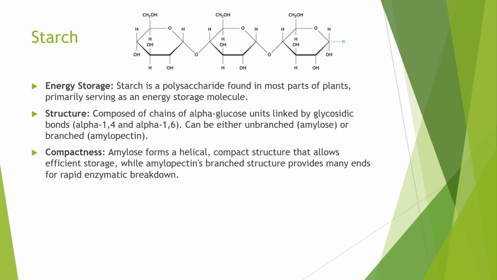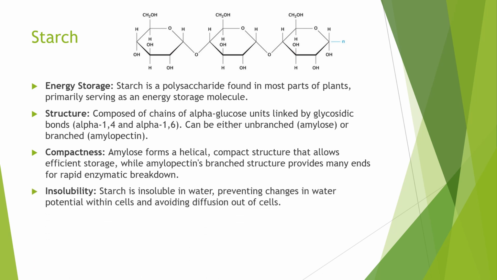The compact helical structure of amylose, along with the branched form of amylopectin, makes starch a highly efficient storage molecule. Another crucial feature is that starch is insoluble in water. This property is important because it prevents starch from affecting the water potential within cells, so it doesn't cause water to move into or out of cells by osmosis. Additionally, since it's insoluble, starch won't diffuse out of the cells where it's stored, ensuring energy is kept available in one place.